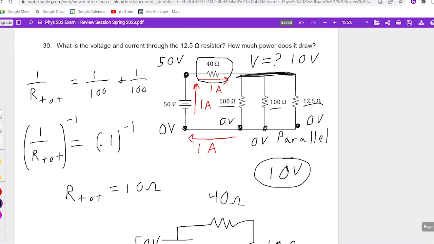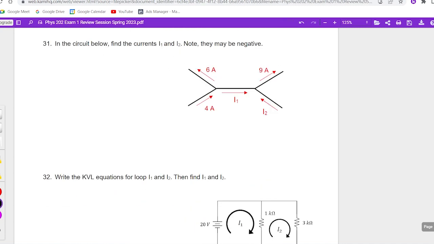On to number 31. Number 31, in the circuit below, find the currents I1 and I2. Note, they may be negative. And that's because I might have purposely drawn them going the wrong way. And that's fine. We'll deal with that when we get there.